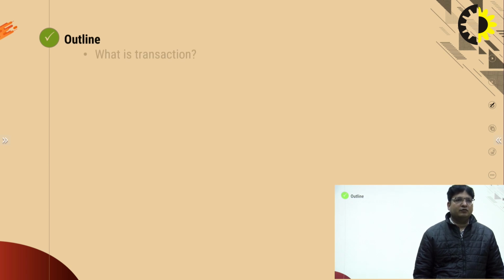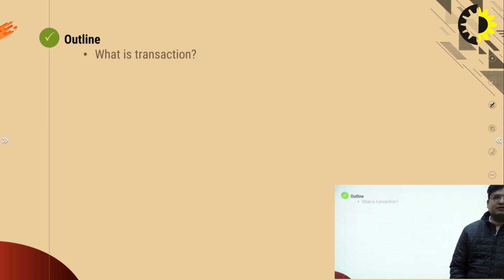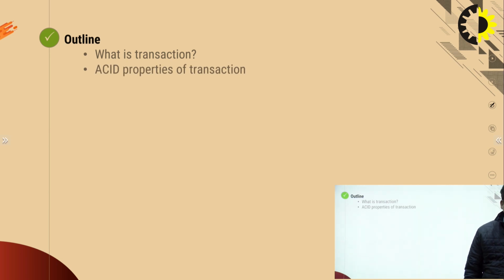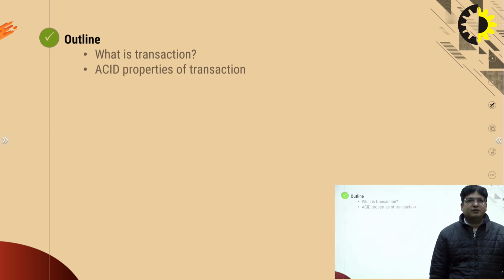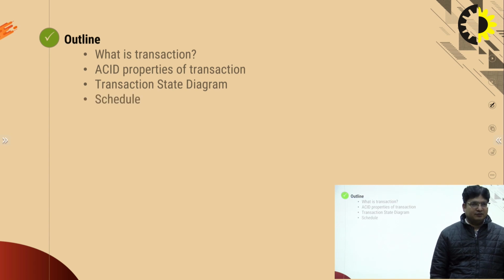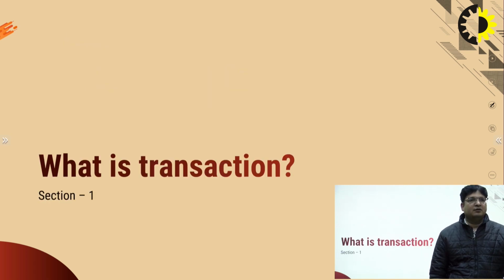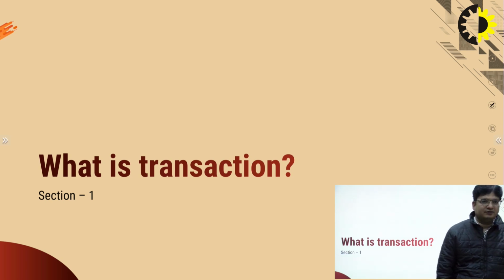So, the topics that we are going to discuss in today's lecture: first is transaction, second is the properties of the transactions, that is ACID properties of the transaction, third is the transaction state diagram, fourth is the schedule. So, first of all we shall be studying what is a transaction.